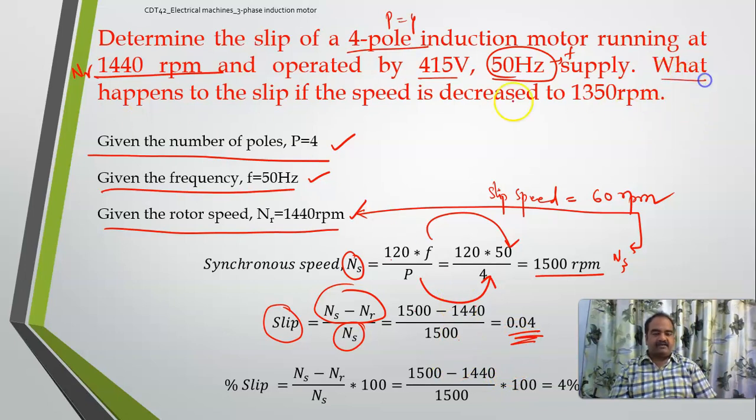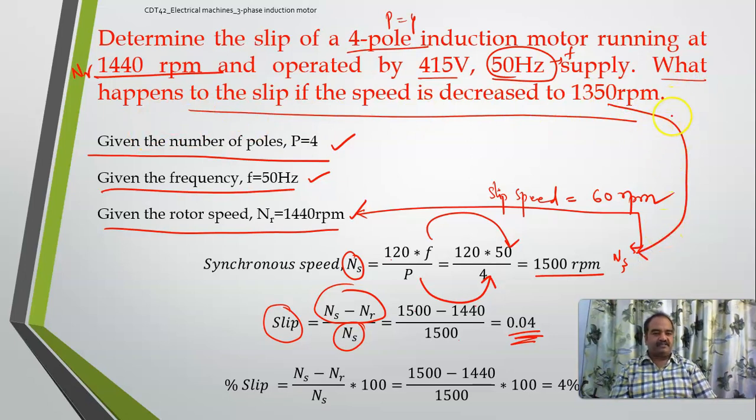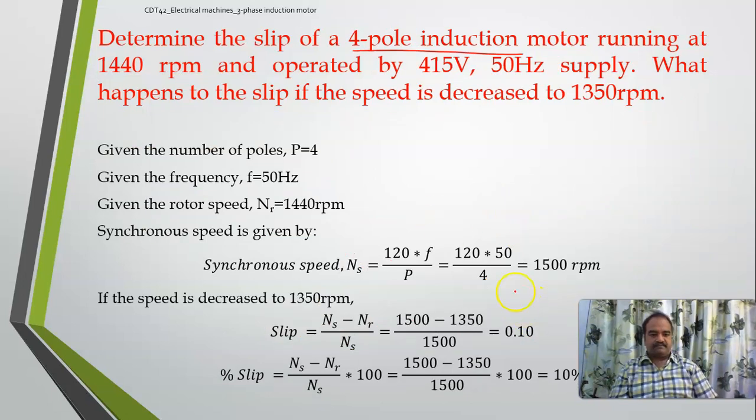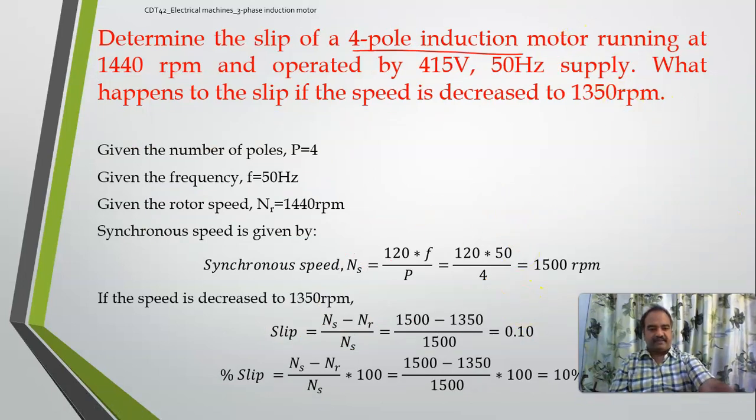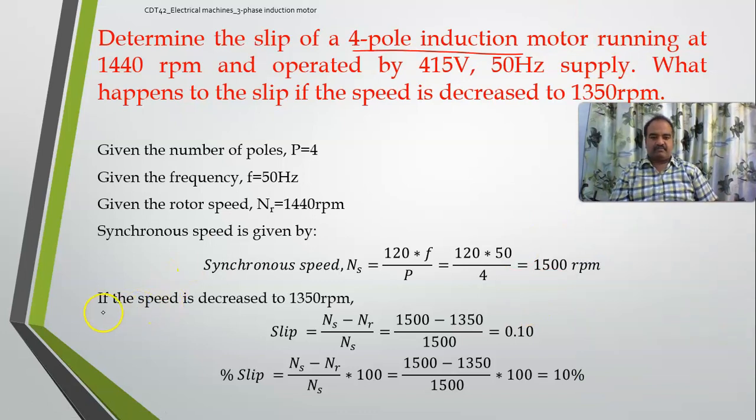Okay. Now they are asking again, what happens to the slip if the speed is decreased to 1350? If it is decreased to 1350, then what is the slip speed? It is 1500 minus 1350. It is 150 rpm. What is the percentage slip then? 150 by 1500 into 100. How much is it? It is 10%. So if the speed is decreased to 1350 rpm, 10% is the slip.